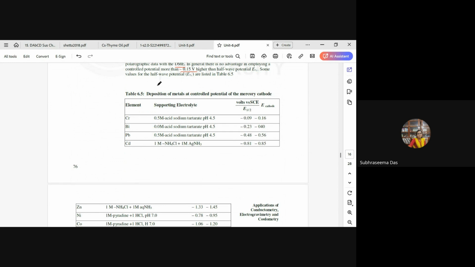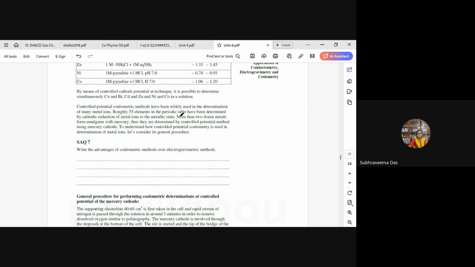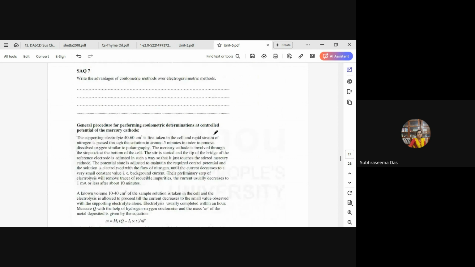Table 6.5 shows the deposition of metals at controlled potential of the mercury electrode. By means of the controlled cathode potential technique, it is possible to determine simultaneously copper and bismuth, cadmium and zinc, and we can find simultaneous co-detection of different metals.